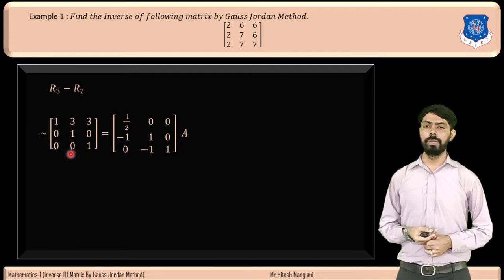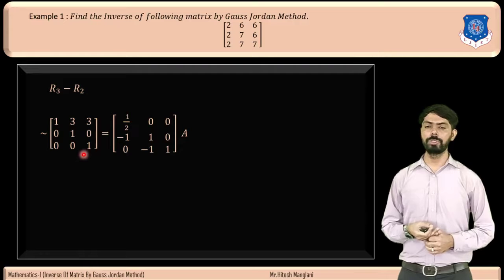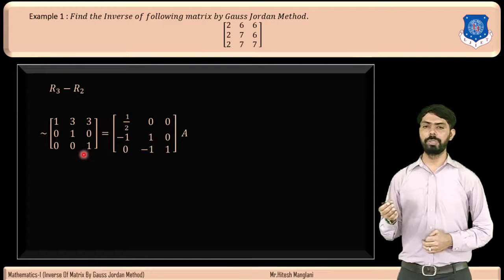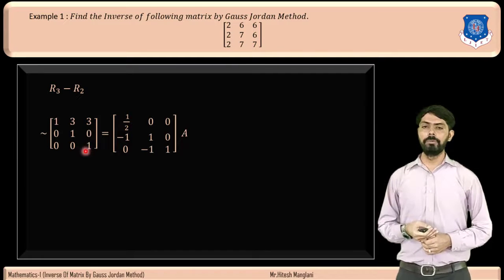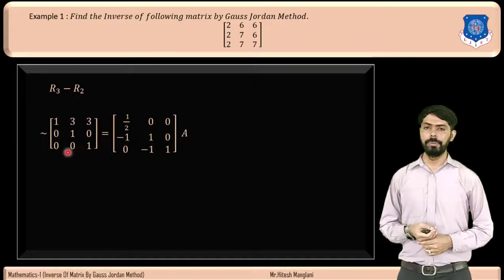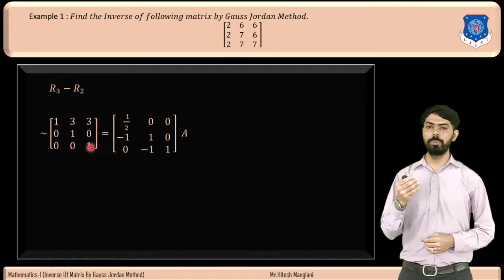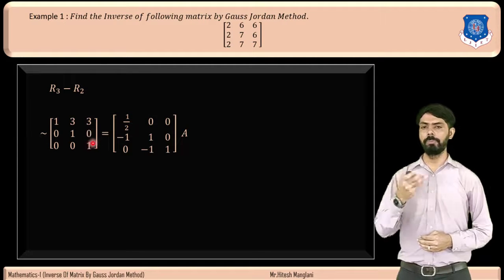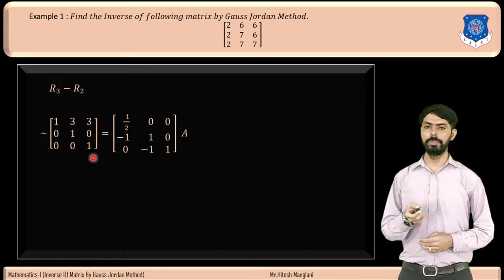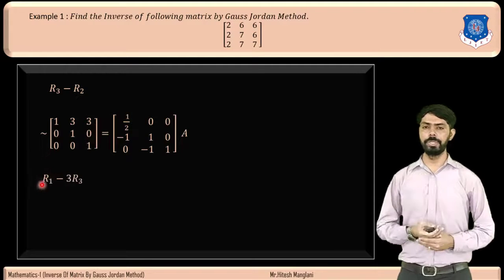But here we will have to find the reduced row echelon form, because we will have to convert the matrix on the left hand side into the identity matrix. So for that we will convert this row echelon form into reduced row echelon form. If you look at the leading one in the third row, then all entries in that column should be 0 except this one. So here we will multiply the third row by 3 and subtract it from the first row. So we will use the row operation R1 minus 3R3.